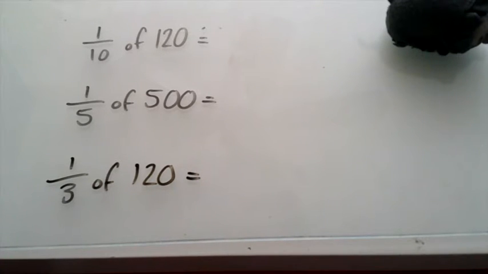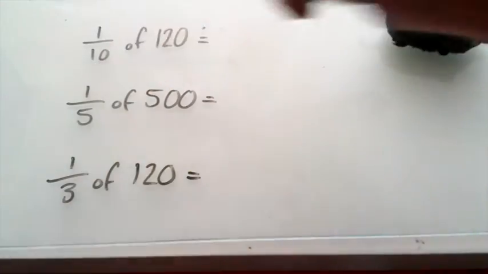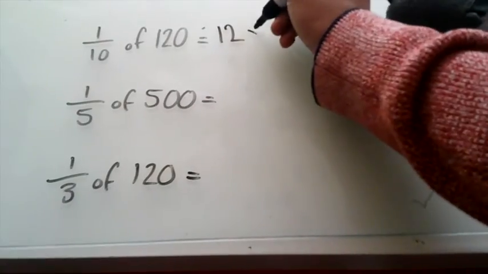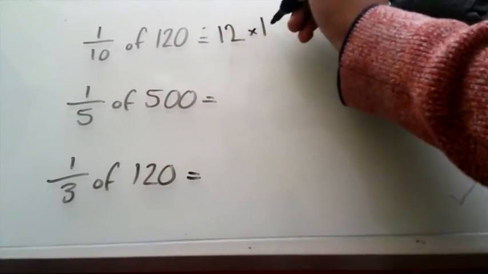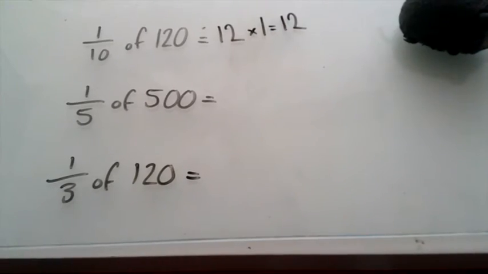So these ones first. We're going to do 1/10 of 120, 1/5 of 500, and 1/3 of 120. So to work out 1/10 of 120, we do 120 divided by the denominator. So 120 divided by 10, which will give us 12, times by our numerator, which is 1. So our answer for the first one would be 12.